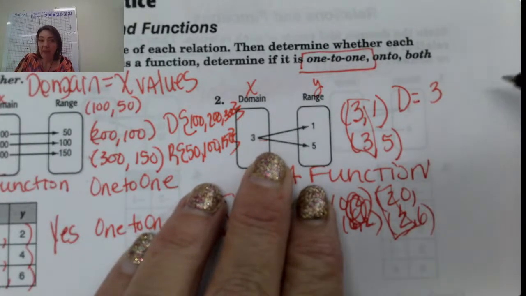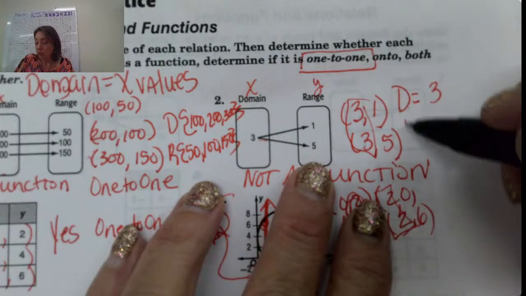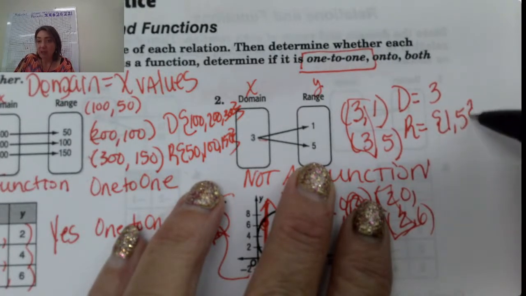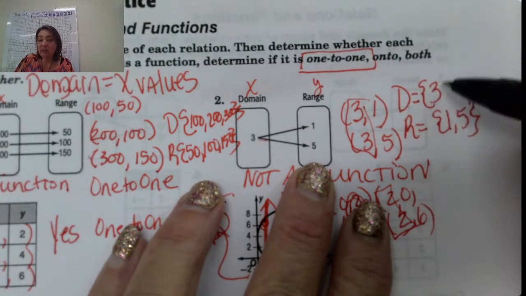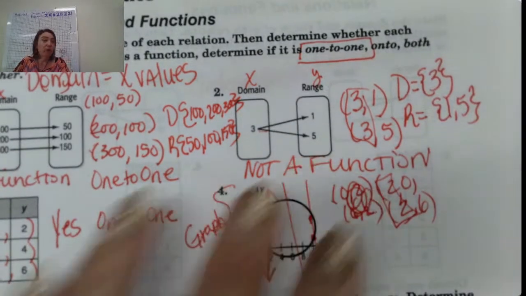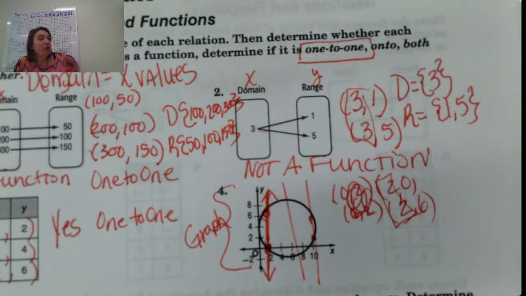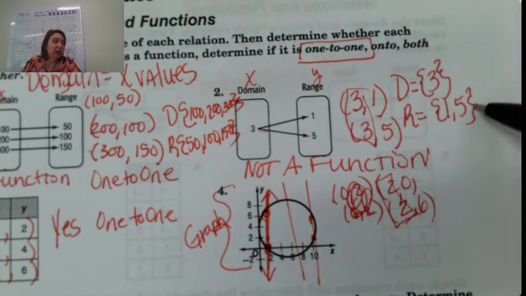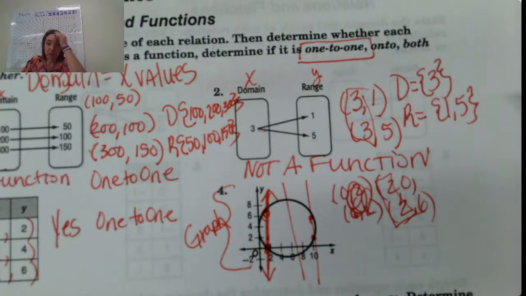Right here, what would our domain be? 3. Just flat out 3. What would our range be? 1 and 5. Y'all see how I'm writing these as sets of numbers with the little squiggle thing? That squiggle thing is hard to make. Do the best you can. It doesn't have to be pretty. I'll let you get by with it. But you've got to be real careful that it doesn't look like a point, right? You don't want it to look like a point.